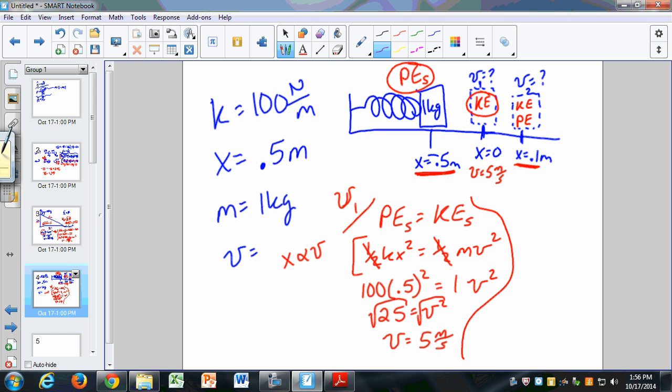All right, now to find v2, y'all with me so far? These are very similar to my gravitational potential energy problems, except now instead of having mgh, I now have 1/2 kx squared. They're different though because your masses don't cancel, so they're a little bit more complicated to solve. Bree, you look like you have a question. You have a question?